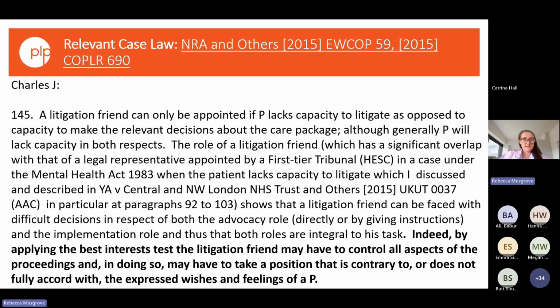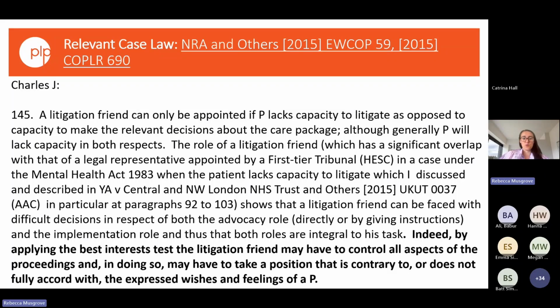He talks here about, indeed, by applying the best interest test, the litigation friend may have to control all aspects of the proceedings and may have to take a position that is contrary to or does not fully accord with the express wishes and feelings of P. Again, I think perhaps it states the obvious, but for a family member, we understand that becomes much more difficult, because if you are potentially dealing with cases involving medical treatment or really difficult issues, then it's probably going to be very difficult for them to separate the emotion out of the decisions.